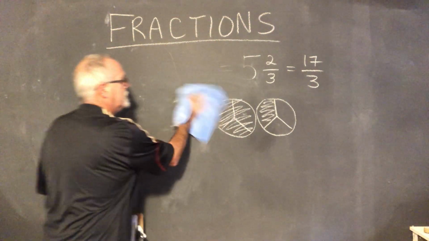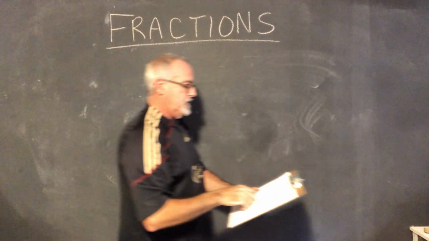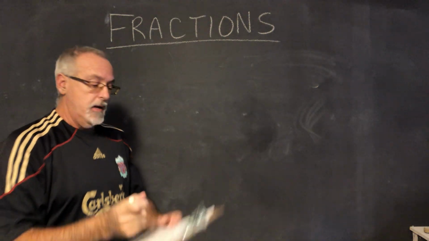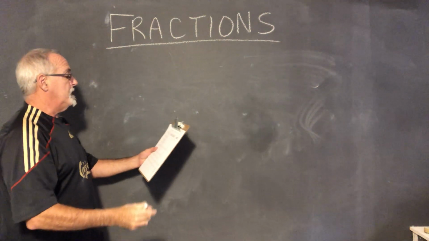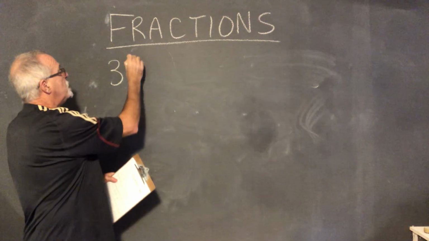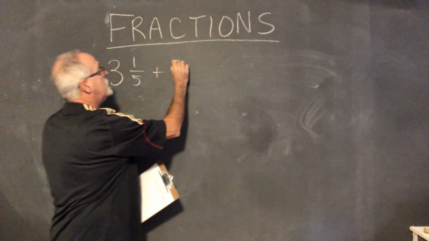Lots of erasing, lots of chalk dust from that illustration. How about, here's another one. Keep an eye on the time. Of course, I am still very much at the beginning. How about 3 1/2? No, it's not 3 1/2. 3 1/5 plus 2 2/5.